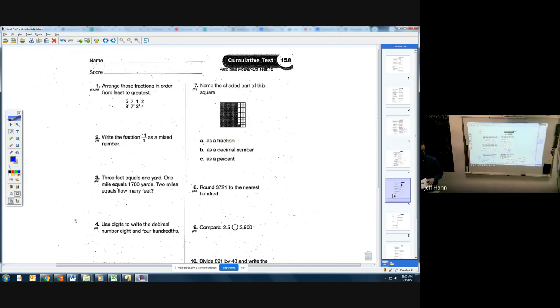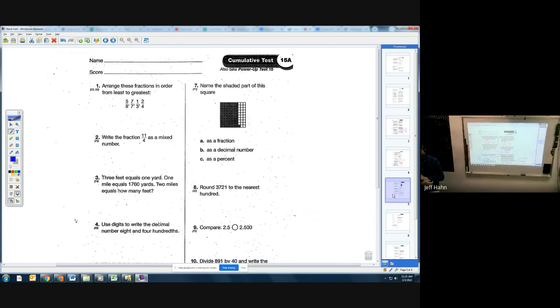If they get it wrong, if you would just circle the one they get wrong, preferably in a different color. That's easy to spot. Number 1 should go like this: 1/3, 2/4, 5/8, 7/7. Number 2 should be 2 3/4.